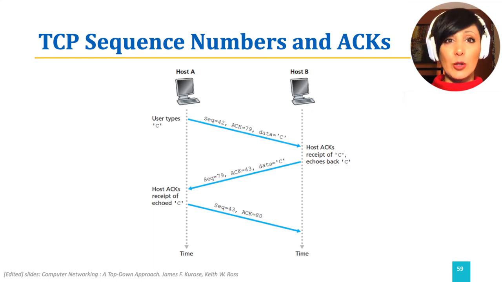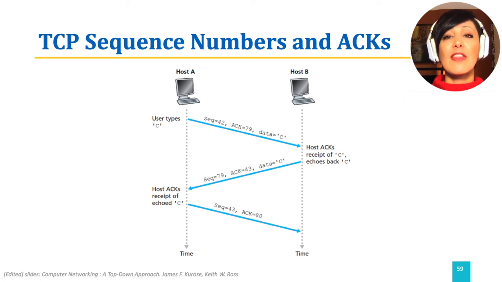Let's take a quick look at the sequence numbers in a very simple TCP connection scenario. Imagine we have two hosts A and B within a TCP connection. User at host A types C. That is the very first data we want to send to host B in this connection. The initial sequence number in TCP communication is picked at random. Assume in this scenario, this sequence number for communication of A to B is 42, and for the communication from B to A is 79.